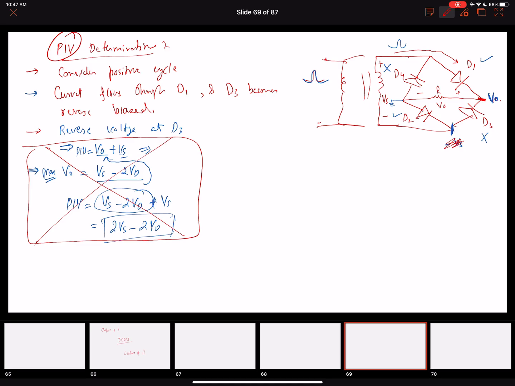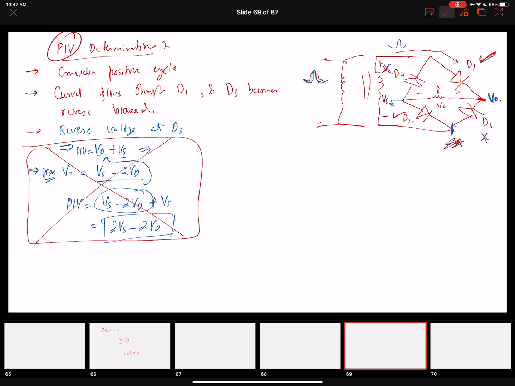All right, so what do we have here? Peak inverse voltage. Let's do it again very quickly. We are interested in finding the maximum inverse voltage that can appear across any diode. You can pick any cycle, positive or negative. Let's pick the positive cycle. In the positive cycle, we determine that D1 is on and D2 is on, and D4 is off and D3 is off, reverse biased, right?